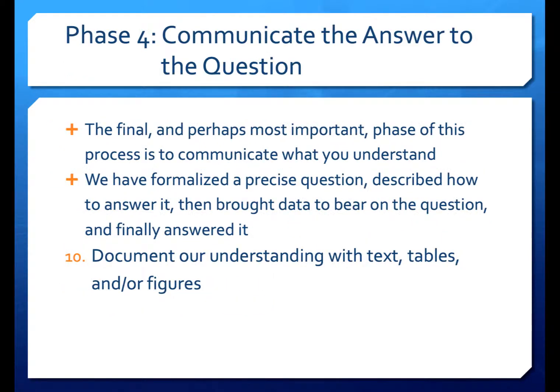So let's go ahead then and wrap it around to phase 4, which is communicating the answer to the question. And so this is, again, really key. This is very important. It's to communicate what you understand the results to mean. So again, the p-value is not the answer. The p-value is how you make your decision. The answer to the question needs to be put back in the words of your data. So you formalized a question, you've described how to answer it, you brought the data to bear on the question, now you've answered it, and step 10 is going to wrap all of that into text, tables, and figures to be able to relay this information back to the appropriate audience in terms that they can understand.